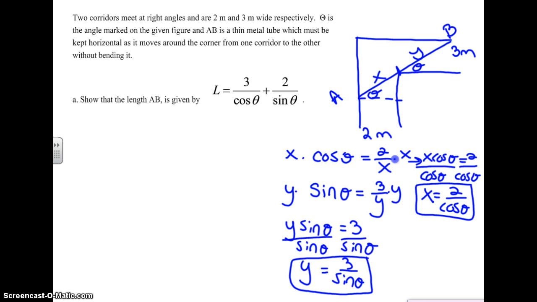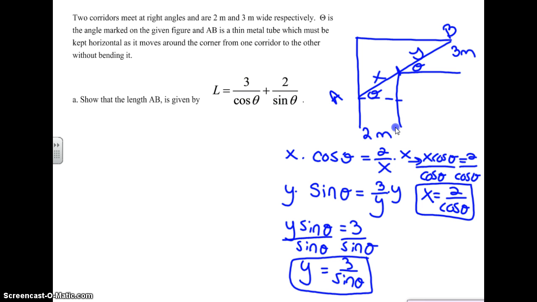All right. So right now I have an expression for x, which is 2 over cosine, and I have an expression for y, which is 3 over sine. If I add x plus y together, I should get the length from A to B. If you take a look at what the question that IB gave us, they said that 3 divided by cosine and 2 divided by sine is equal to A to B, the length.